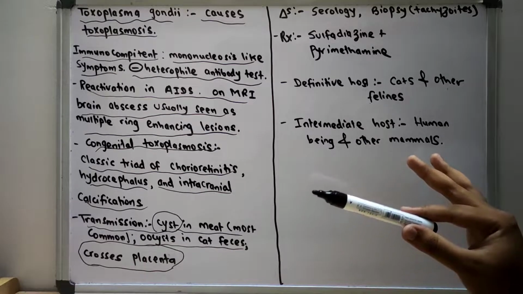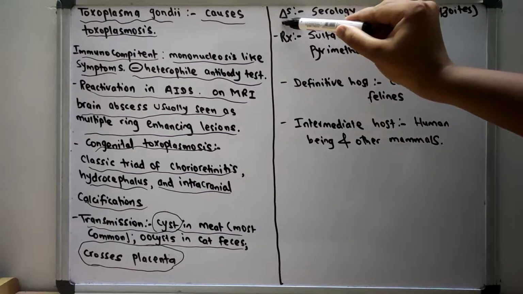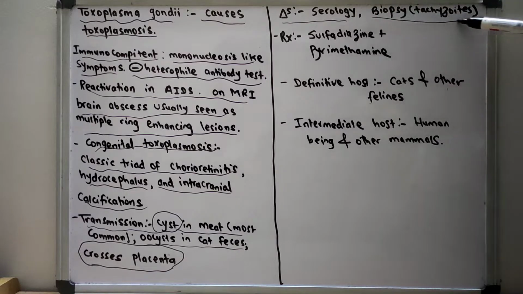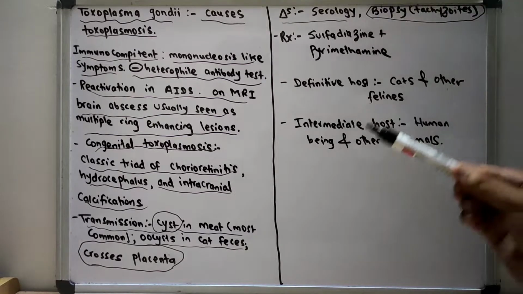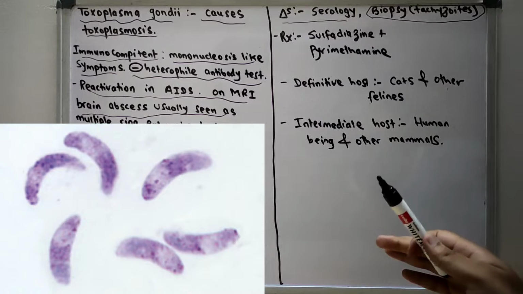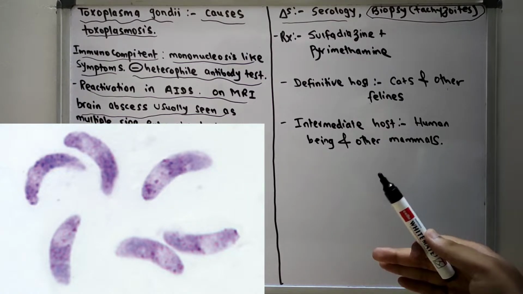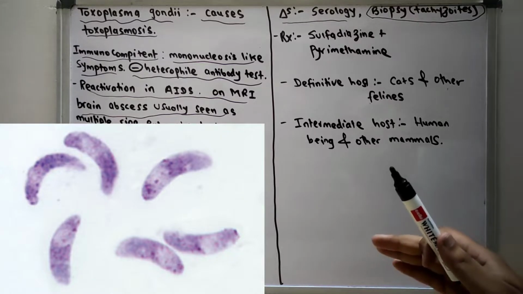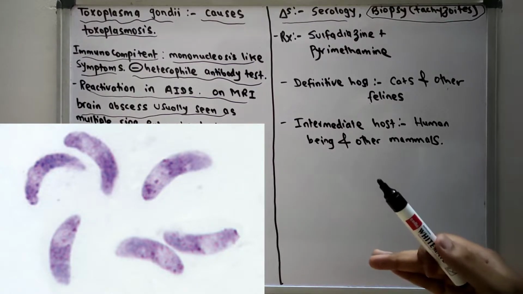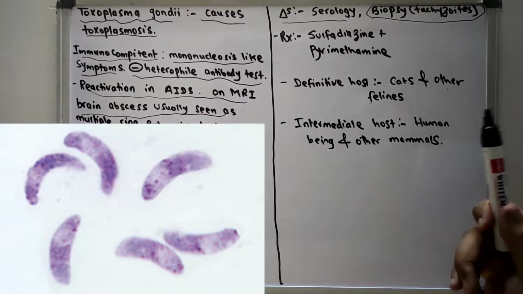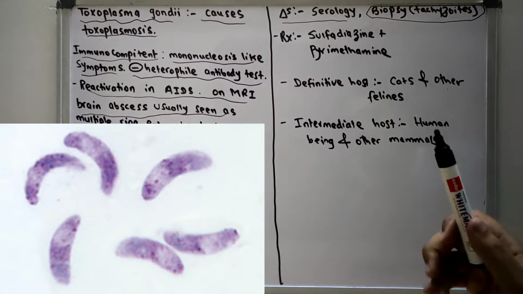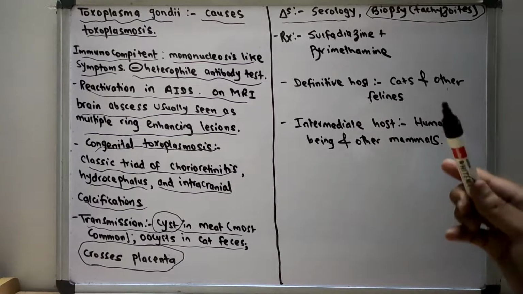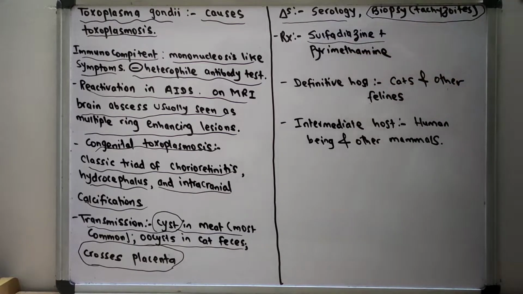So how do we diagnose Toxoplasma gondii? The diagnosis can be based on serology or biopsy. On the biopsy you can see the tachyzoites. So you can see the pictures of the tachyzoites of Toxoplasma gondii in this picture. On the biopsy, if we see this type of structure, then it is obviously the tachyzoites of Toxoplasma gondii. So how do we treat the infection? We treat the infection with sulfadiazine and pyrimethamine.